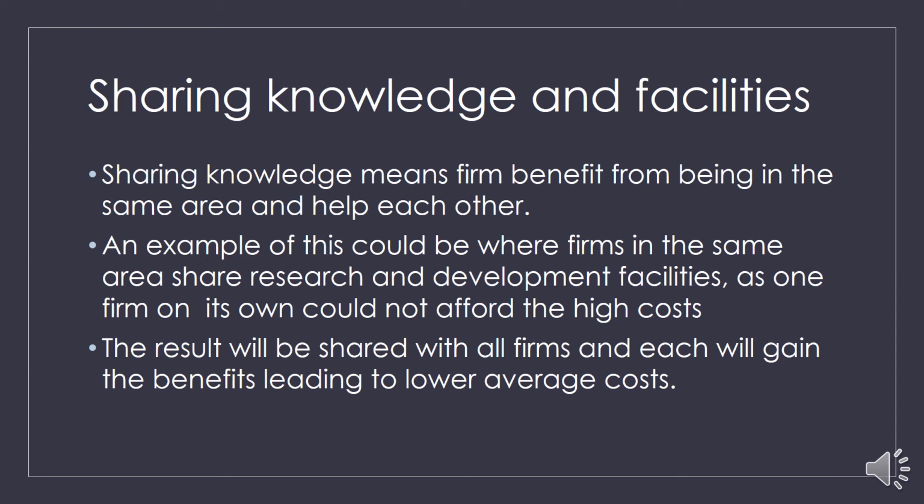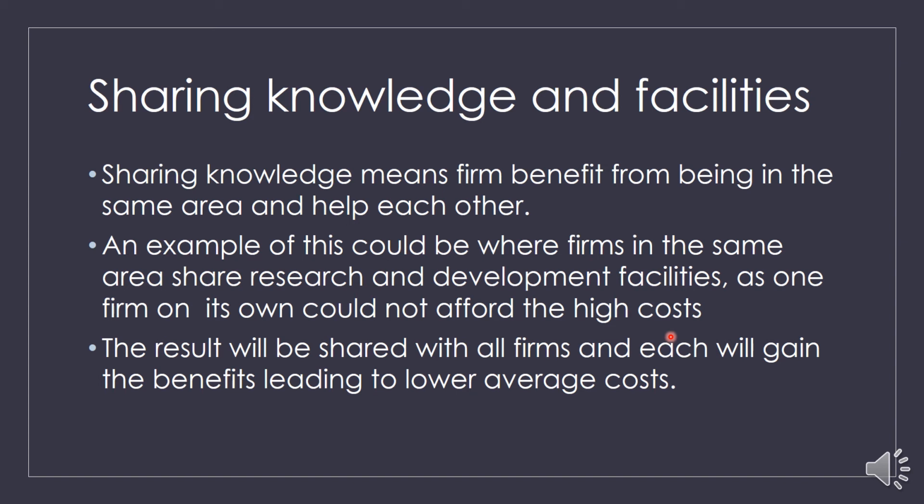Then we can say sharing knowledge and facilities. Actually, this is the most important factor nowadays. It's very common. Sharing knowledge means that firms benefit from being in the same area and help each other. An example could be firms in the same area sharing research and development facilities, as a firm on its own could not afford the high cost. Research and development is the most expensive part of the business. In order to develop an innovative idea or a new technology, they need research and development. If one single firm is spending on that, it will become a very high cost and they cannot tolerate it.